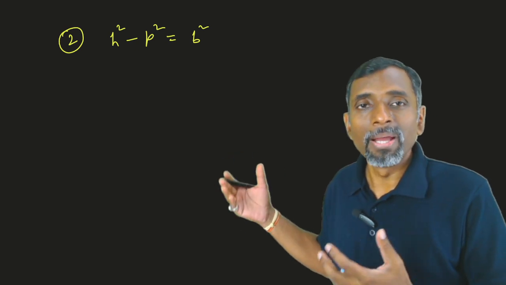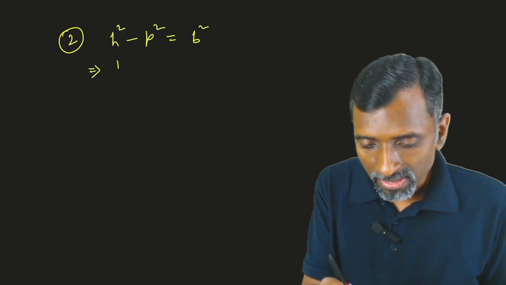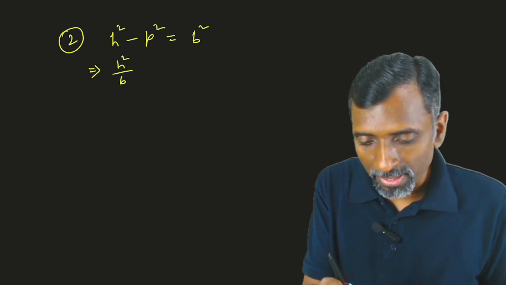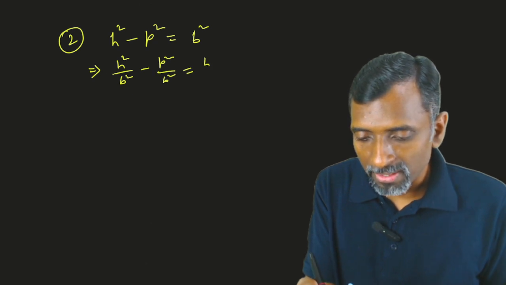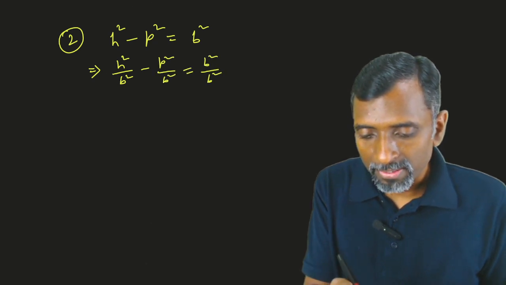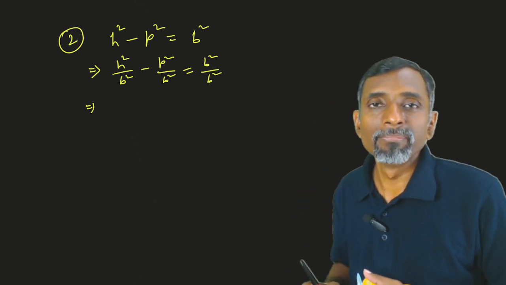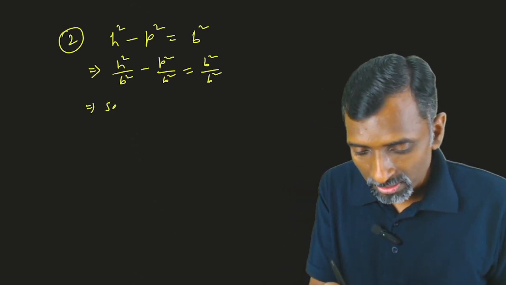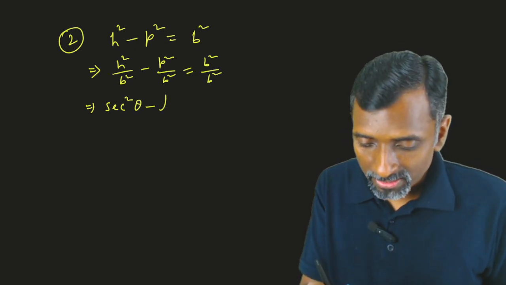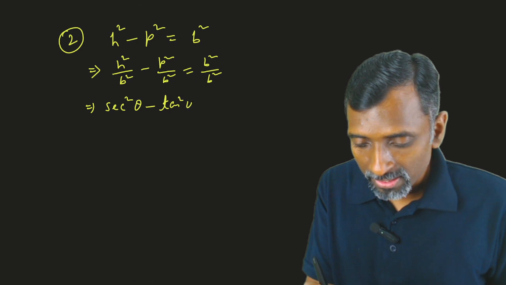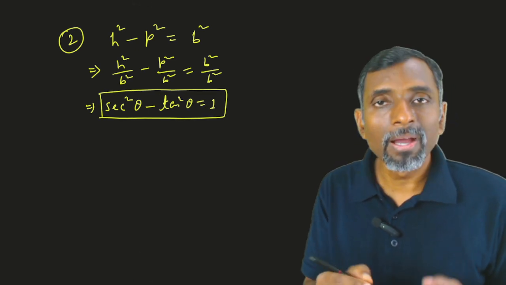Now again, by this Pythagoras theorem, if we are finding the identity, we can divide both sides by b square. If we are dividing both sides by b square, the right hand side will become 1. The left hand side, h by b means sec theta. So it is sec square theta minus p by b, which is tan theta, so tan square theta is equal to 1. So this is another trigonometric identity.